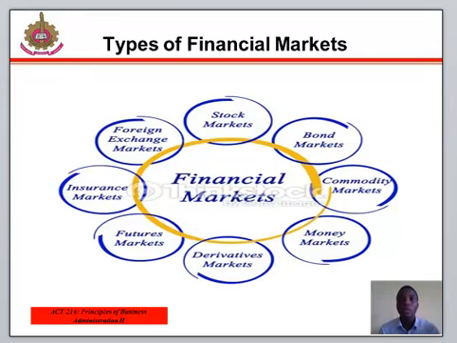Commodity market. Commodity markets are markets which facilitate trading of commodities. Money markets are markets which provide short-term debt financing and investments. Derivative markets are markets which provide instruments for the management of financial risk, while futures markets are markets which provide standardized forward contracts for trading products at some future date.